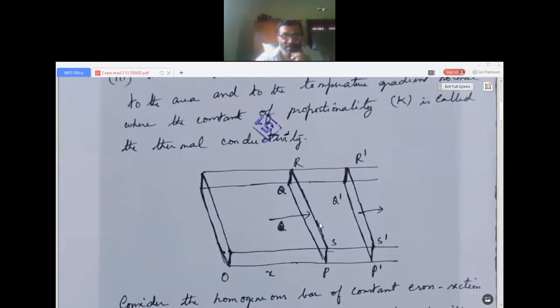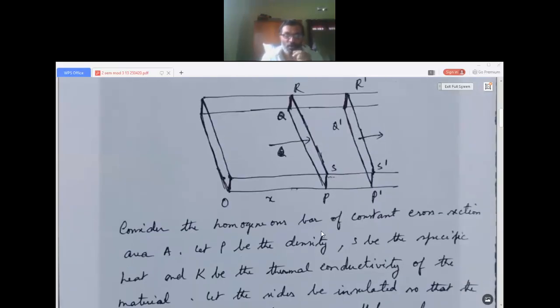So you can see here the diagram. This diagram you have to draw. This is the slab, and two internal portions are taken. One is PQRS, another is P dash Q dash R dash S dash. Like this, the two internal portions are being taken.